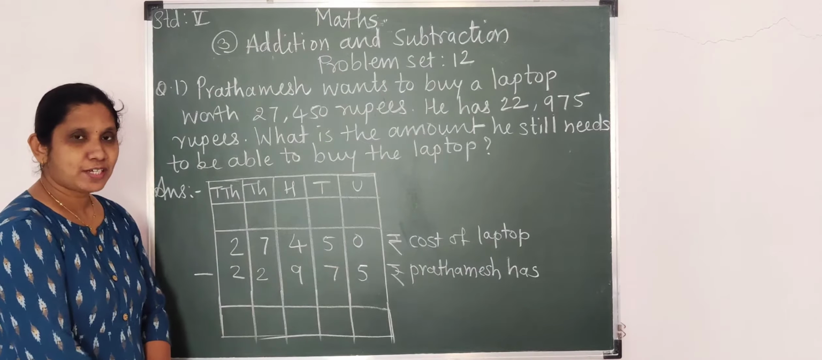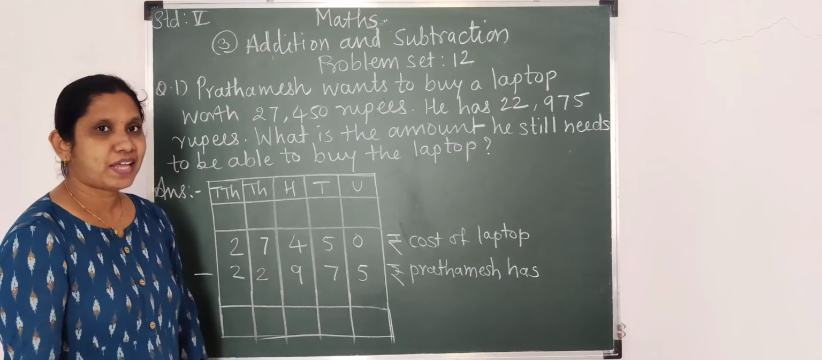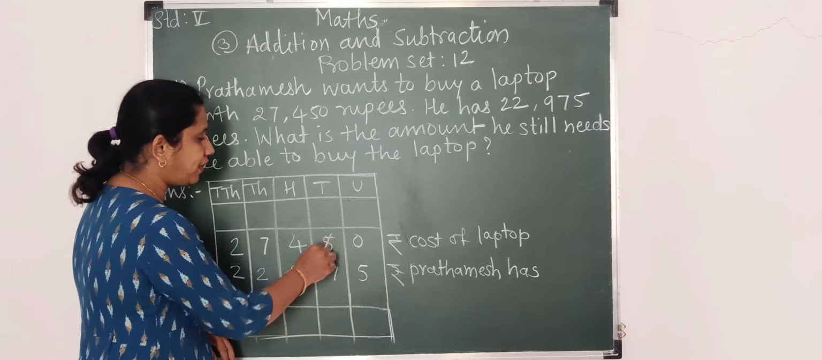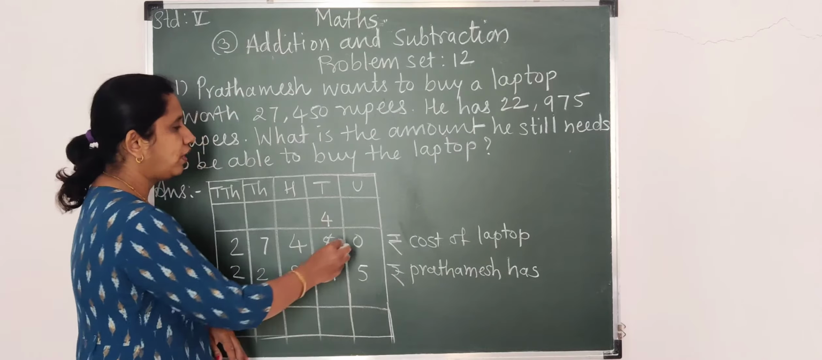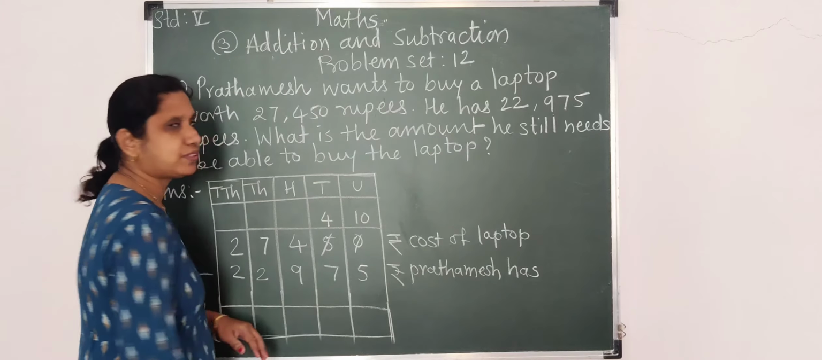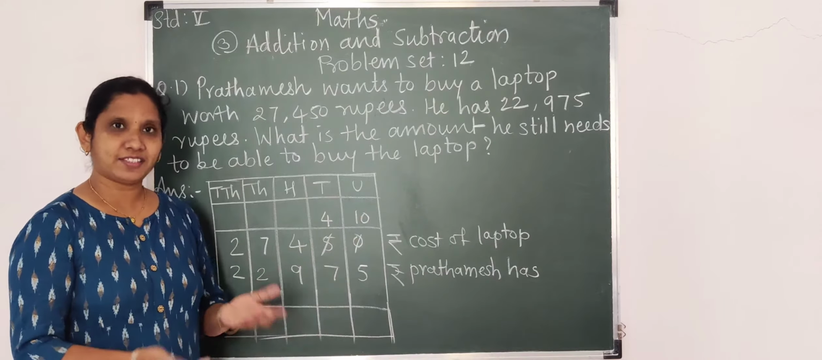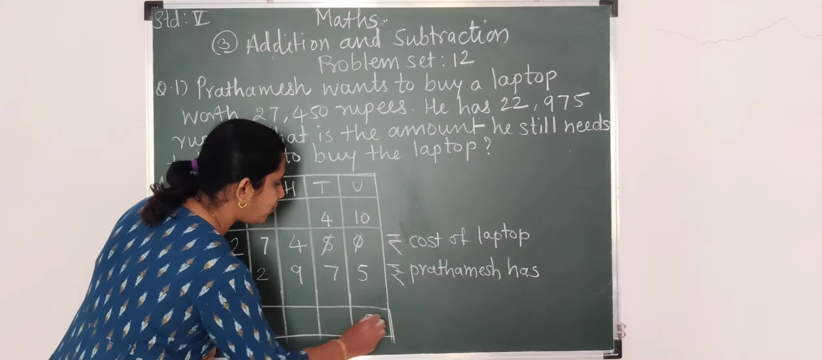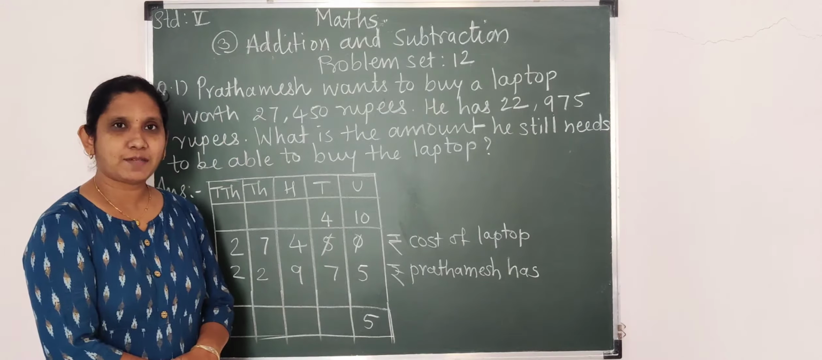0 minus 5, is it possible? No, we need to borrow from tens place. Go to tens place. 5 minus 1 will remain here 4. On unit place this number becomes 10. Yes, 10 minus 5, it is very understood. It is 5. Now 4 minus 7, is it possible?